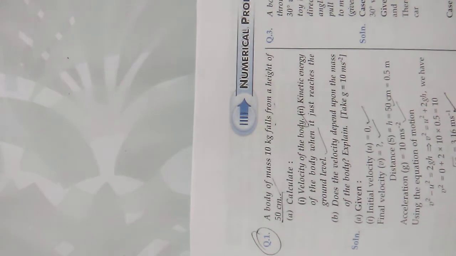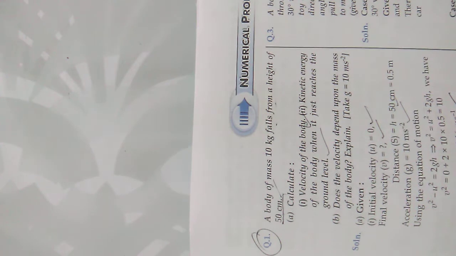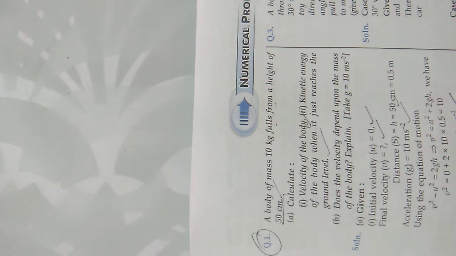It says a body of mass 10 kg falls from a height of 50 centimeters. Calculate the velocity of the body and the kinetic energy of the body when it just reaches the ground level. And the B part: does the velocity depend upon the mass of the body? Explain. So this we have to do. Let us start with the first question. Let us calculate the velocity of the body first.